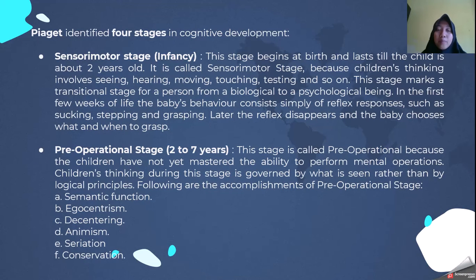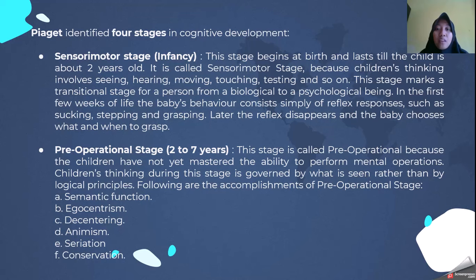After knowing the processes of cognitive development, Piaget identified four stages in cognitive development, starting from when the child is born till the child is already an adult. So the first one is the sensory motor stage, or we can say infancy. This stage begins at birth and lasts till the child is about 2 years old.